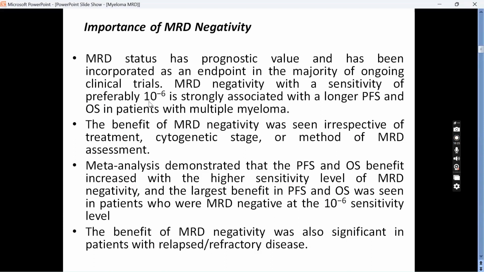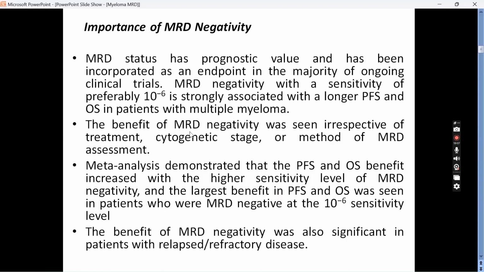When I say MRD negativity with a sensitivity of preferably 10 to the power of -6, what does that really mean? 1 in 1 million. Yes, detecting one plasma or myeloma cell in 1 million normal cells or nuclei. That is the sensitivity. When I say 10 to the power of -6, it means detecting one abnormal cell in 1 million normal cells. MRD negative with a sensitivity of 10 to the power of -6 is strongly associated with longer disease-free survival, progression-free survival, and overall survival in patients with multiple myeloma.